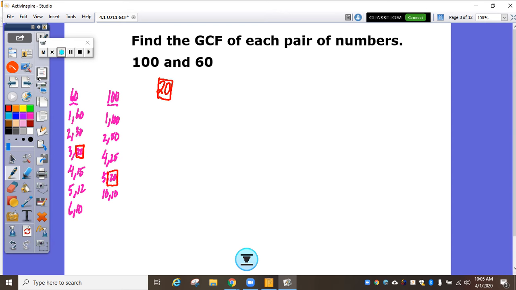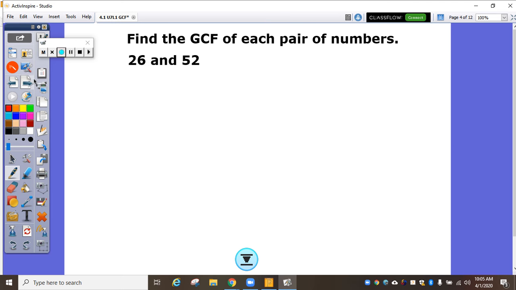All right, let's look at the next one. If you want to try this on your own first, you can go ahead and pause the video, or you can go ahead and look at these. So 26. Let's look at the factors here. We have 1 and 26, 2 and 13. 4 does not go in 26, 5 does not, 6 does not, 7 does not, 8, 9, or 10 does not go in 26. So these are my factors right here.